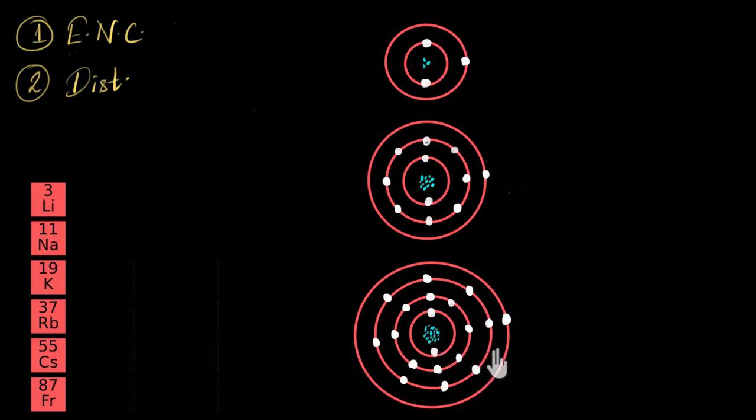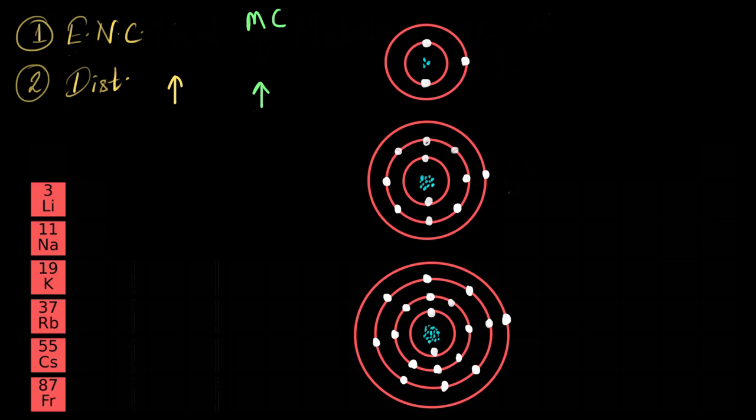Now that would mean that it will become very easy for potassium to give away its electron compared to sodium, compared to lithium. So that means as we go down a group, it becomes easier to give away the valence electron. That means the metallic character is increasing as we go down. So therefore, in summary, as we go down a group, the distance between the valence electron and the nucleus increases, and therefore the metallic character also increases.